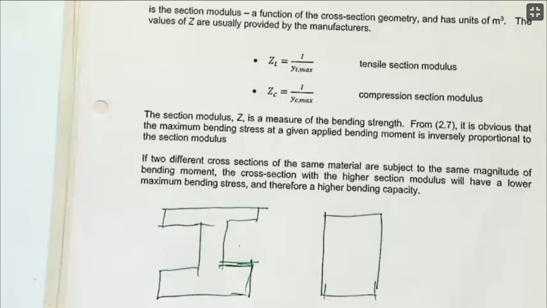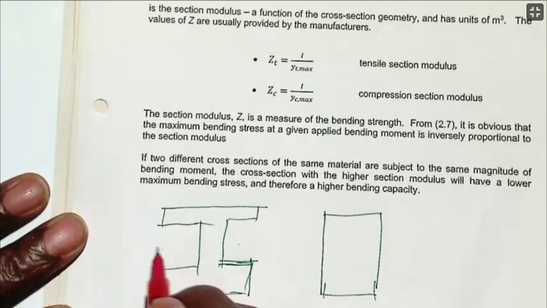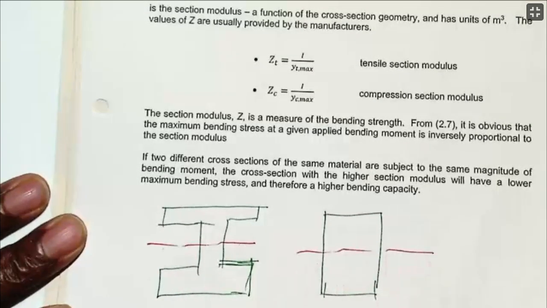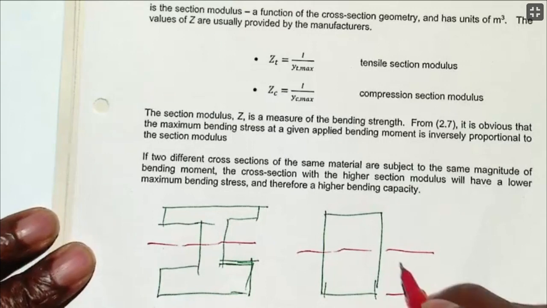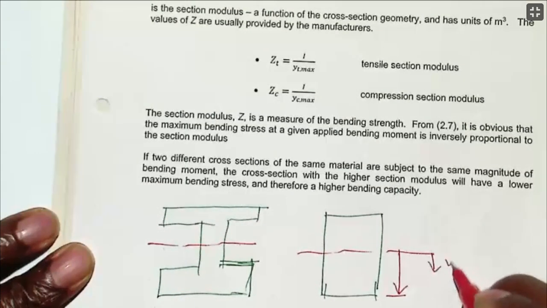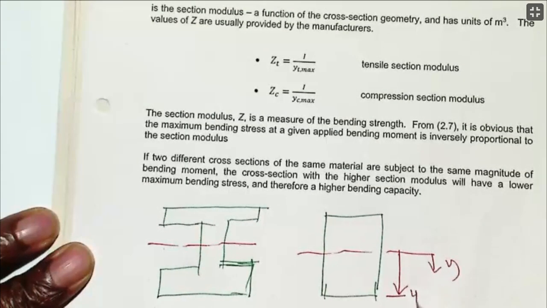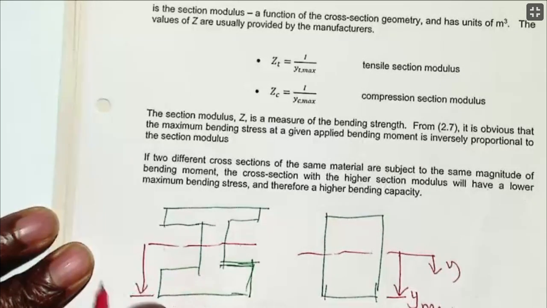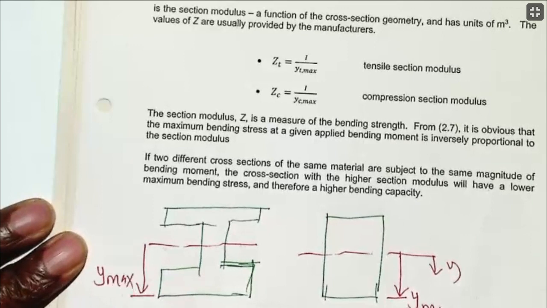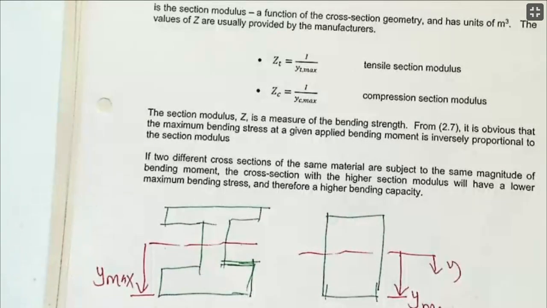So my neutral axis, let's say my neutral axis is right here, and my neutral axis is right there. The magnitude of the bending stress is going to be maximum where, remember, y is measured downward, so y maximum is here. And for this, the maximum y is here. That's where it's going to be. So you go from the neutral axis to the outer layer of your beam.